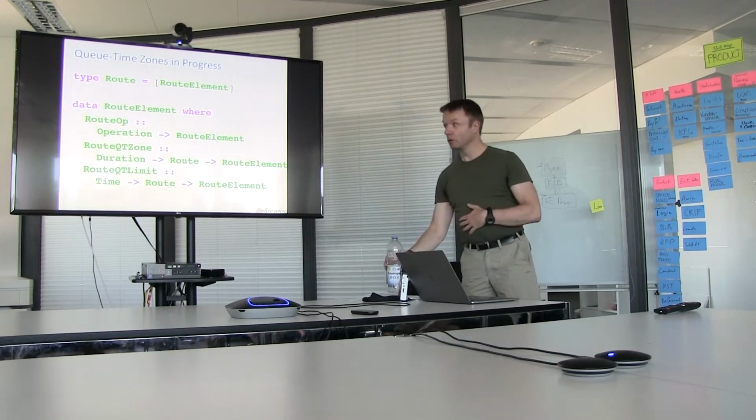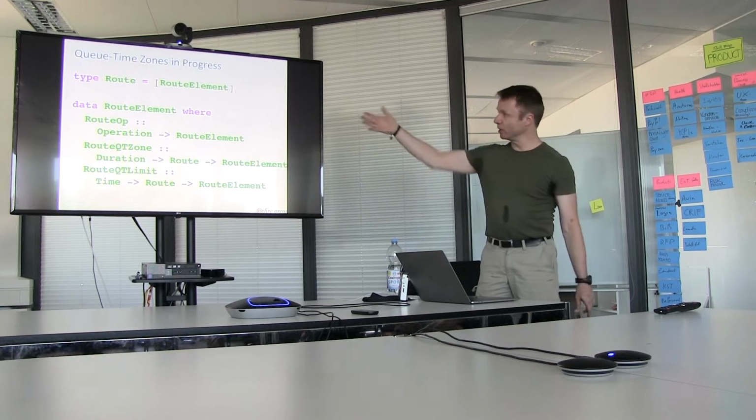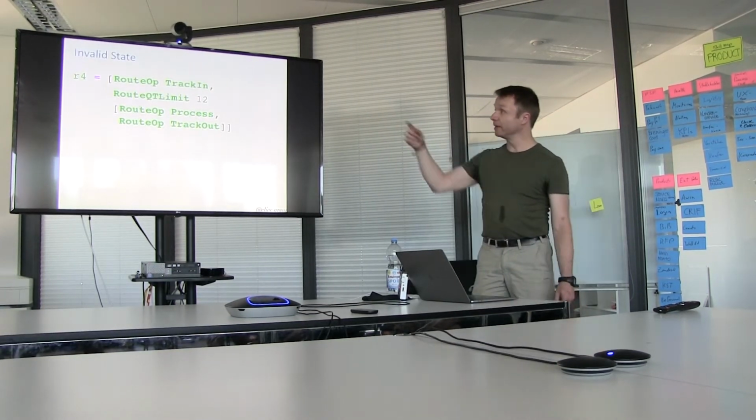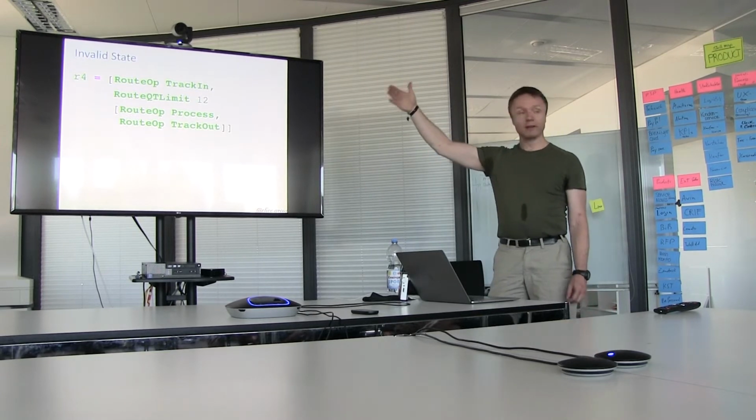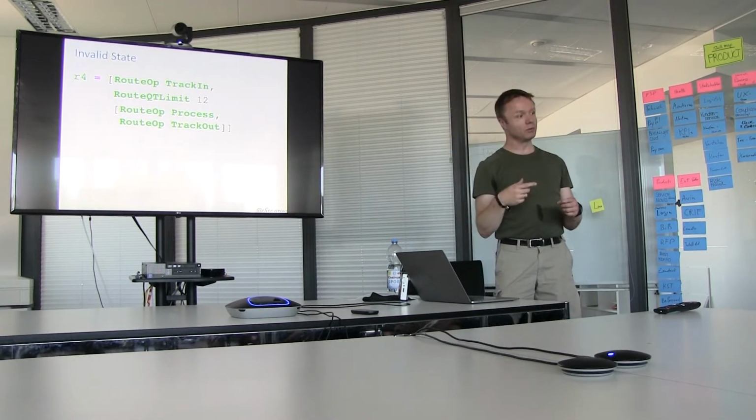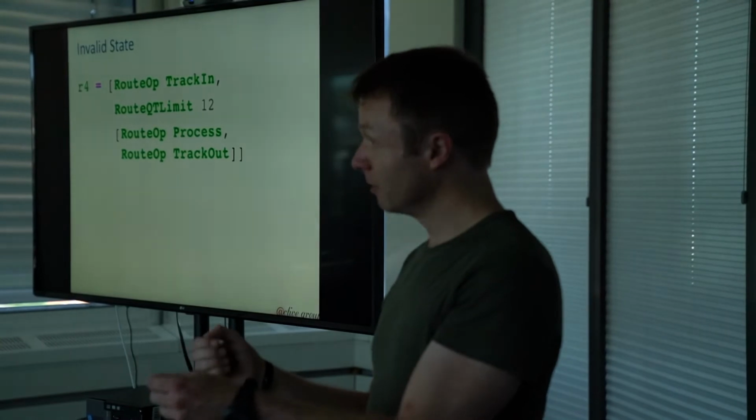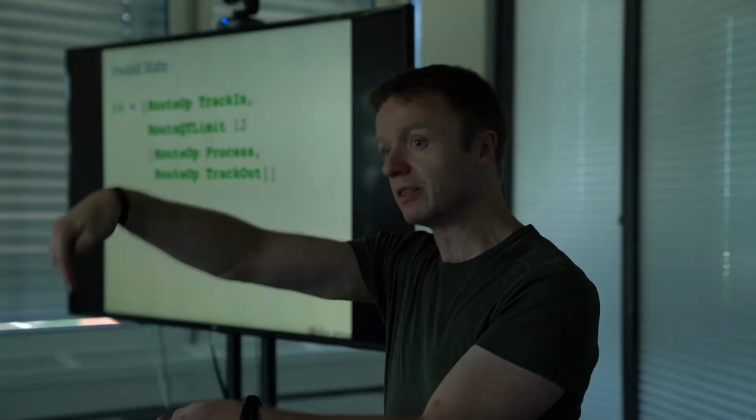Yeah. So, if you look at it now, you might play with this a little bit and write down a couple of examples, right? Here's an example. It says here's a route, it starts with a track in, and then there's a queue time limit, a queue time zone in progress. That does not work, right? That does not exist in the real world. The queue time zone, well, you enter it, and that means by definition it's at the beginning.